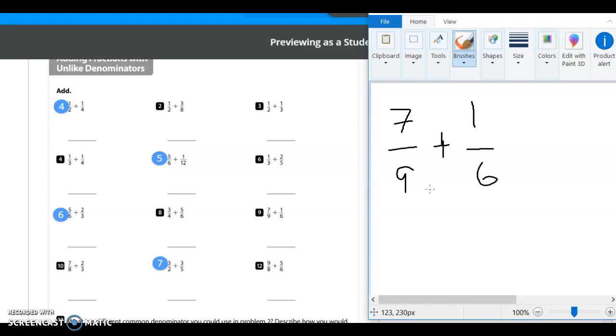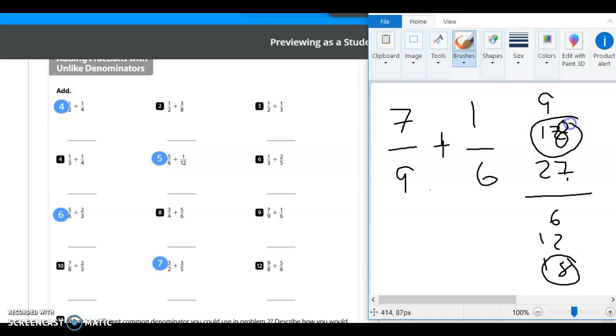One of the things we taught you is to just do your numbers off to the side. So 9 times 1 is 9. 9 times 2 is 18. Sorry, that's an 18. 9 times 3 is 27. I could do that with a 6. 6, 12, 18. Well, look at that, 18. My common denominator, my lowest common denominator is 18. So I'm going to make both of these denominators 18.